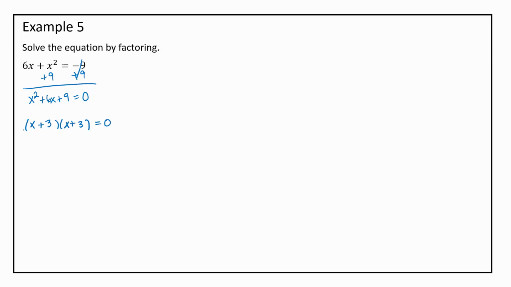And so if I think about what makes x plus 3 equal 0, I hopefully realize that I'm going to get the same answer twice, and so I would subtract 3 from both sides and get x equals negative 3. I could write it down twice, or I could just write it down once as my answer, which is just x equals negative 3.